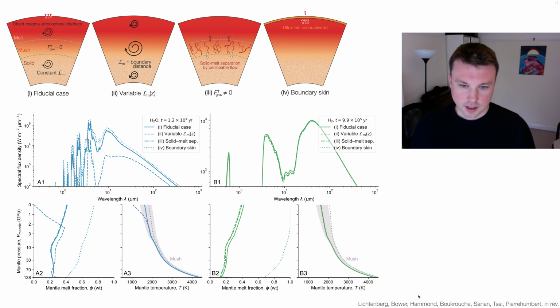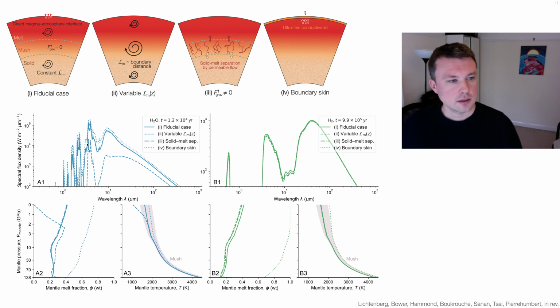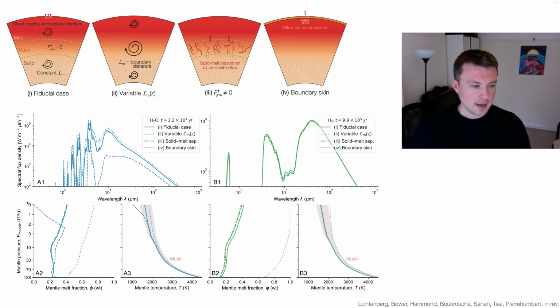The bottom part then explores the quantitative results or consequences of this for the spectra and for the mantle melt fraction and the mantle temperature, which are the underlying causes for the differences in the spectra. The blue lines here are for an H2 steam atmosphere, H2O atmosphere, and the green curves are for an H2 dominated atmosphere.